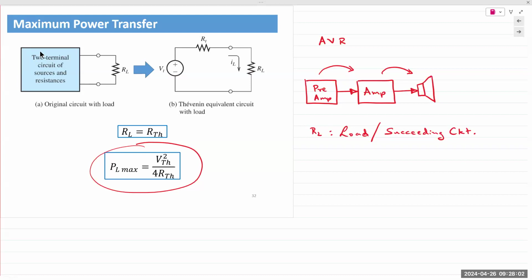Now, maximum power does not mean maximum efficiency. Maximum efficiency is not achieved when you're trying to deliver maximum power. So it depends on your use case: when you want to transfer maximum power and when you want maximum efficiency. Different scenarios and different applications require different circuit design.